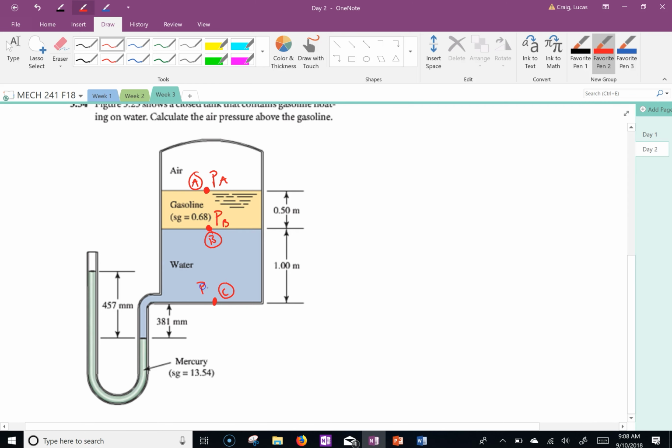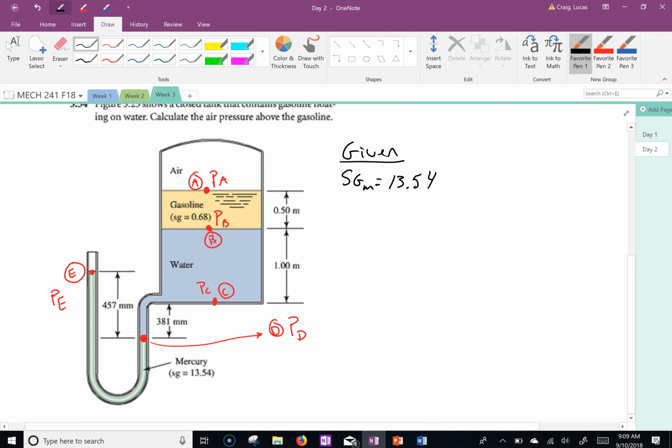So we can label that PC, sure. Label that point D, and we'll call it PD. And finally, this point here, we'll label E, and we'll call it PE. So just to save space, I'm going to write my givens on the right-hand side. So is that given? Yes.